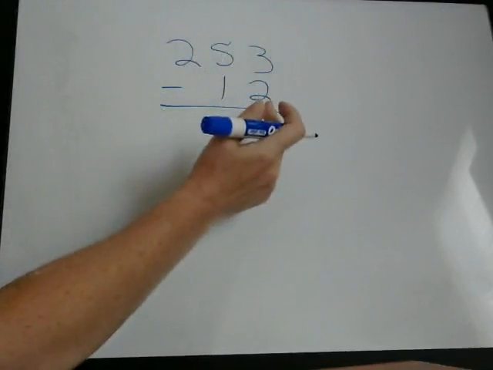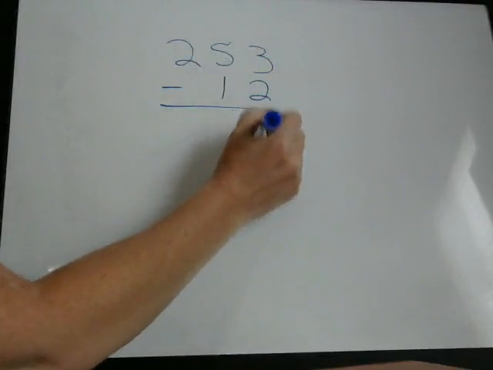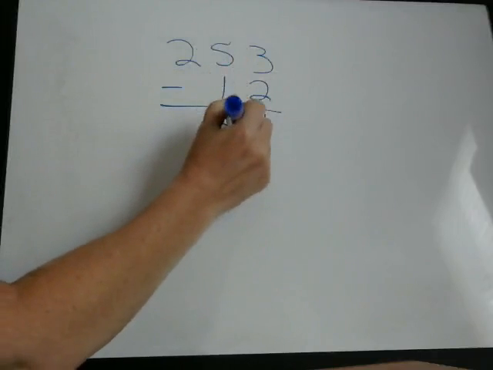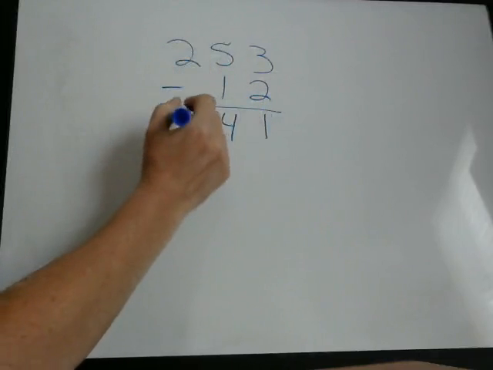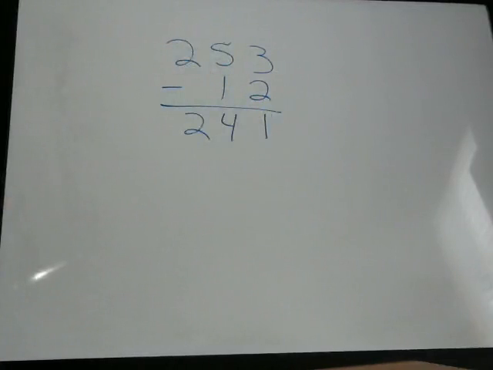And then we do the same thing. 3 minus 2 is 1. 5 minus 1 is 4. 2 minus nothing is 2. So it's 241.